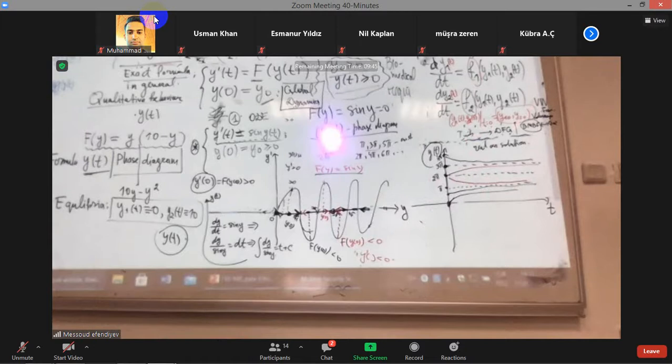Now let's come to the two-dimensional dynamical system, which means that instead of one state variable we have two state variables, y1 and y2. And then instead of f, we have f1 and f2. And now we would like to understand this.